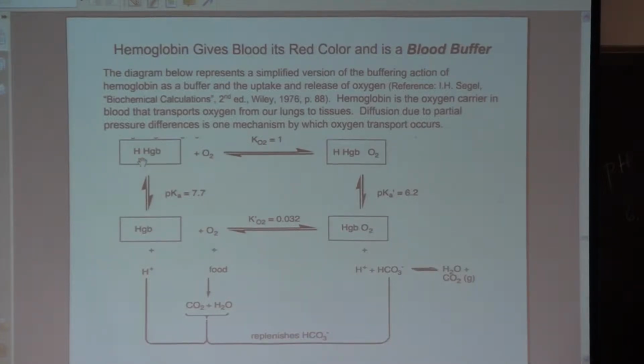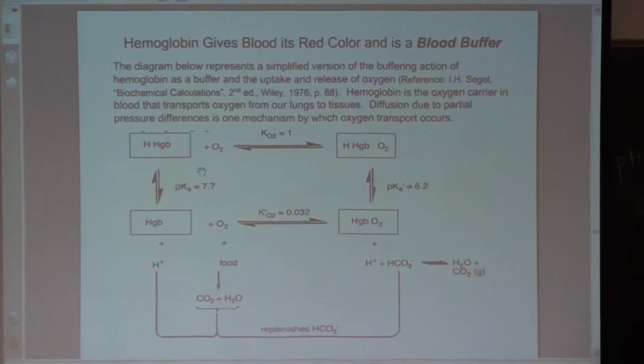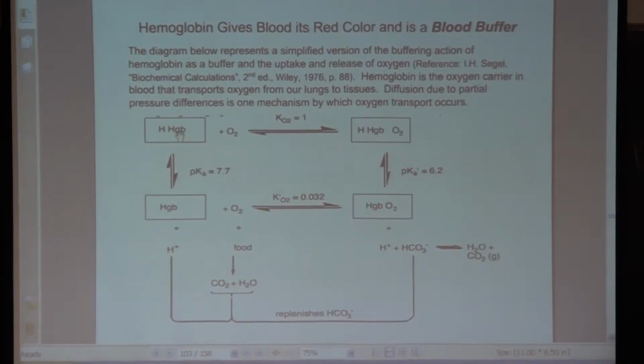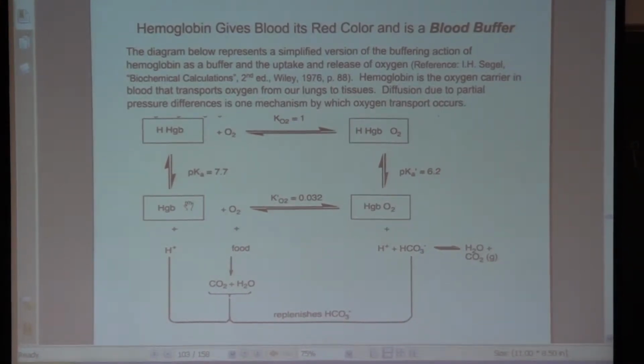Okay, so HHGB is the acid form of hemoglobin with no oxygen. HGB is the basic form. HHGBO2 is the acid form of the oxygenated form of hemoglobin. HGBO2 is the basic form of the oxygenated form of hemoglobin. So note there are 4 different types of hemoglobin in our blood. The oxygenated form, acid and base. The deoxygenated form, the acid and base.